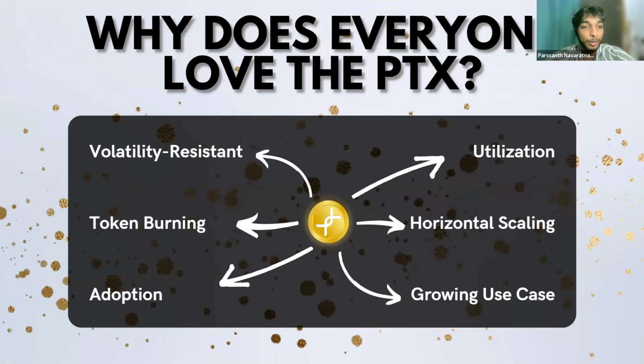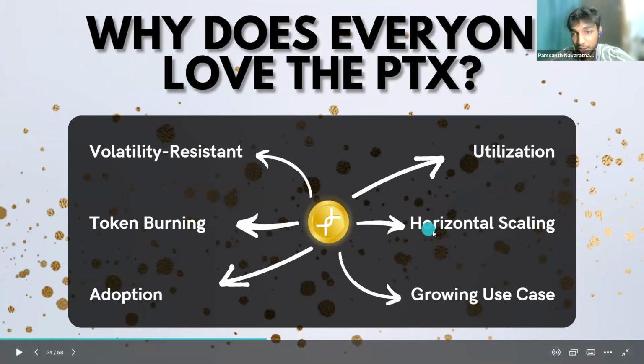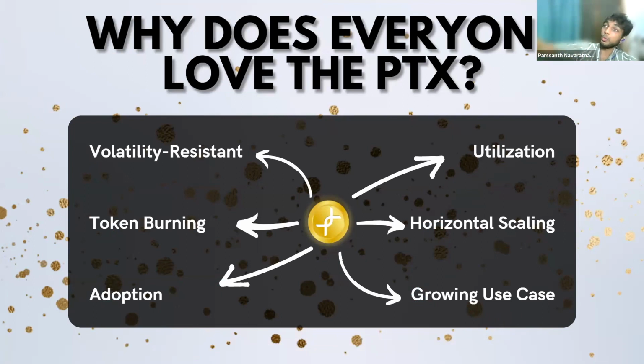If the last slide did not do you any good, let me serve it to you on a silver platter, or rather a golden platter, because the PTX is gold, right? It is volatility resistant. We are doing token burning, extremely high adoption, utilization, horizontal scaling, and there is a growing use case for it as we develop more and more applications, as other people use our Ramatrons on our blockchain for their applications. There's bigger adoption, bigger use case, right?